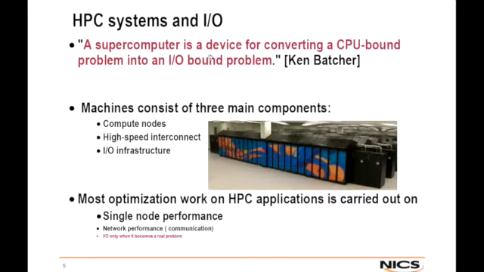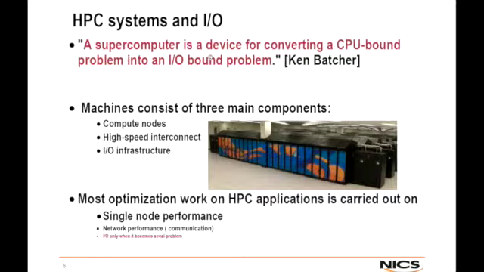accurate. So, of course, we have our wonderful HPC system that's supposed to come to the rescue, right? Magically, everything should scale up perfectly, and of course it doesn't. I love this quote: a supercomputer is a device for converting a CPU-bound problem into an I/O-bound problem. That is exactly what we had here.